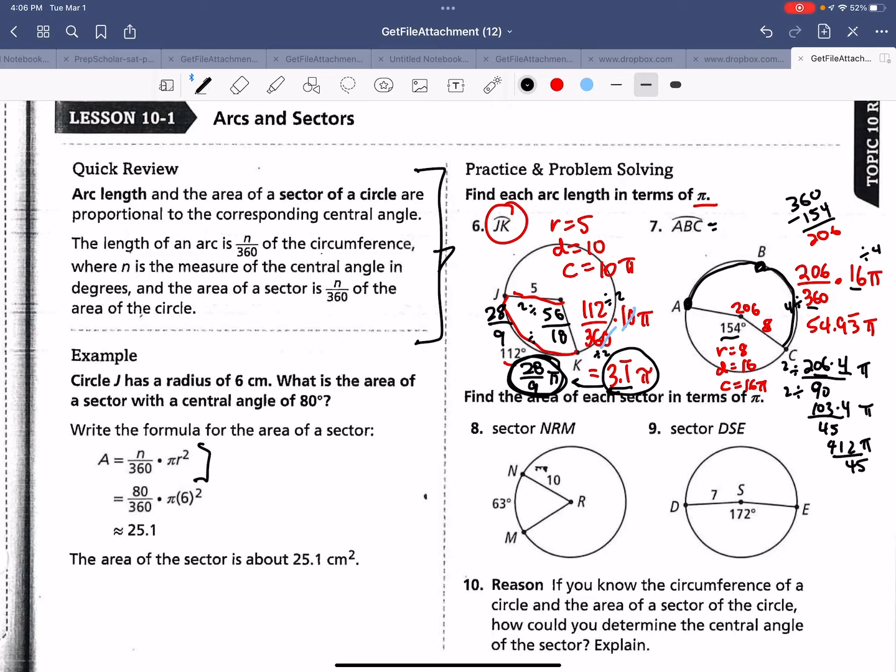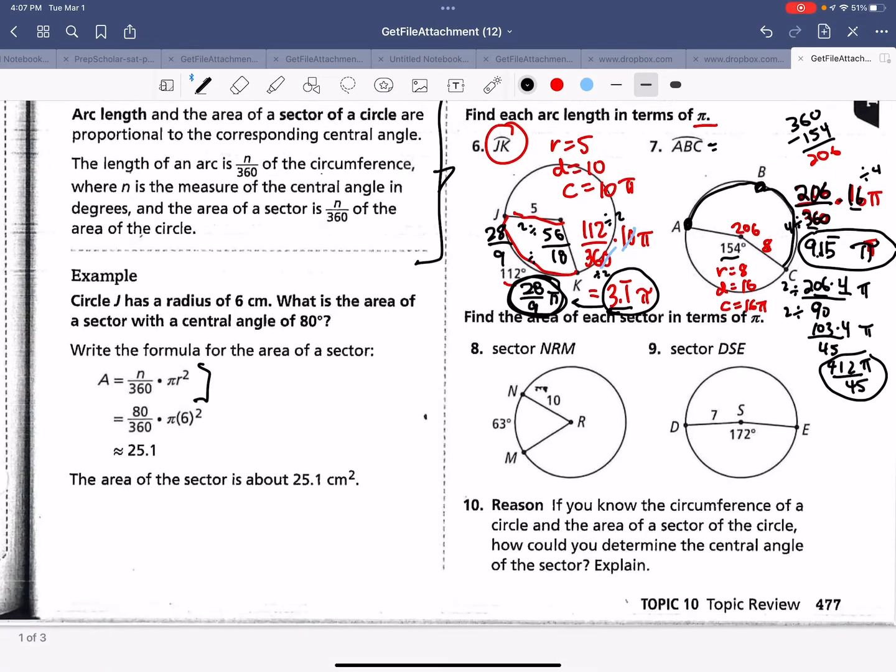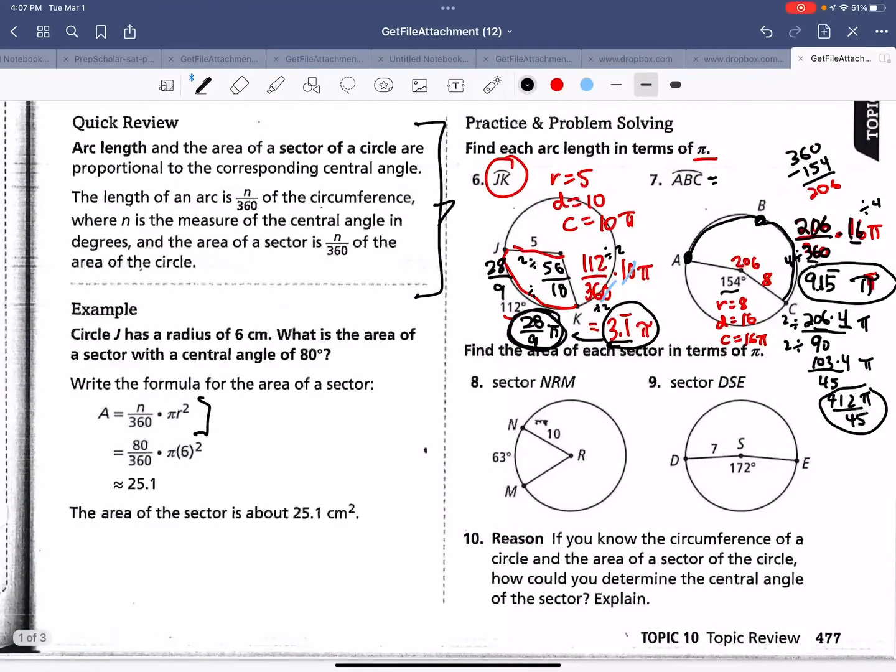206 divided by 360 times 16. Yeah, I did something wrong. So I did reduce it right, but I typed this in my calculator wrong. So here, when I type 206 divided by 360 times 16, I get 9.15 repeating pi, and this is the same as that decimal. Cool. Okay. Now for sectors.